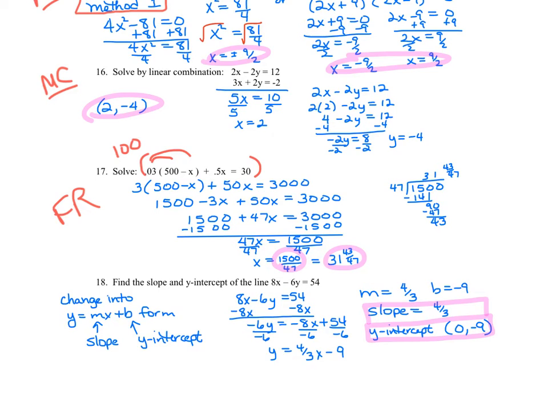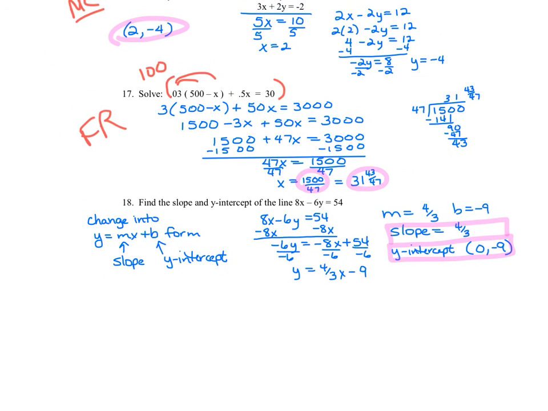So it could actually simplify into 31 and 43 over 47. Okay, next one, number 18. This one is multiple choice. So again, we want to find the slope and the y-intercept. The easiest way to do that would be to put it back from standard form, which is how it's given, into y equals mx plus b form, slope-intercept form.